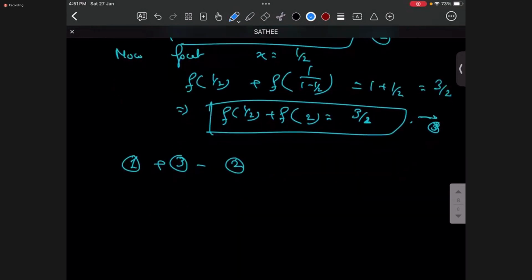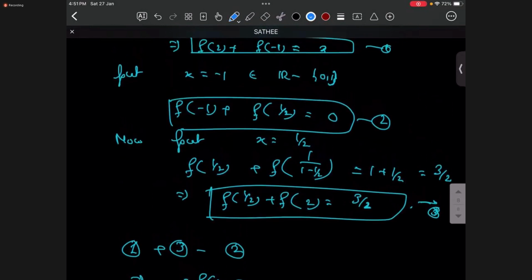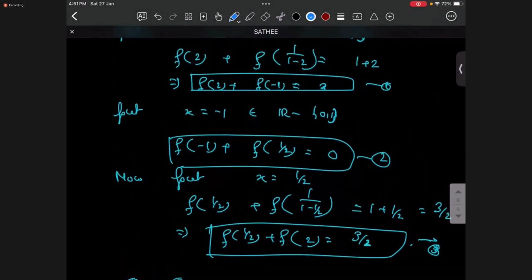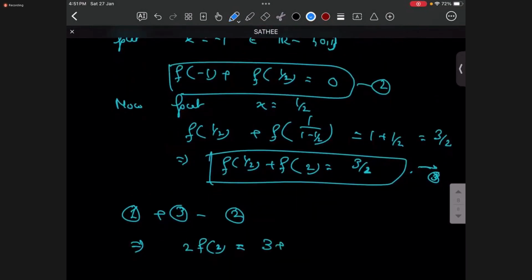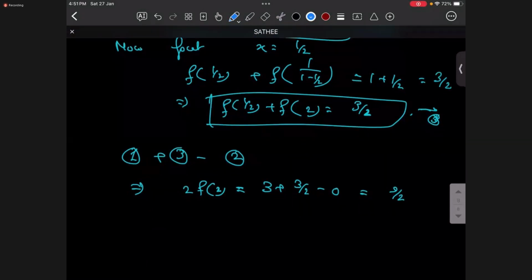So we can add equation 1 with equation 3 and subtract equation 2. What will we get? 2f(2) equals, the first equation gives us 3, plus 3 by 2, minus 0, right? Which is nothing but 9 by 2. So this implies f(2) equals 9 by 4.